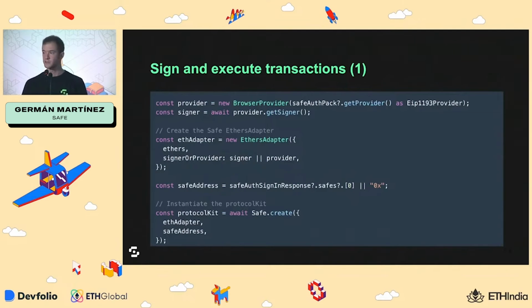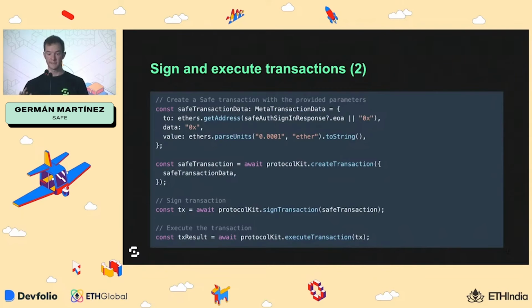After that, we can execute transactions and sign them previously. So with this signer and the ETH adapter, and also the safe address that we get from the array of safes, and here is where the developer can choose the one to display or to use. And at the very end, we initialize an instance of the protocol kit, if you remember, the one that is exposing the safe functionality. So for that, we need to pass the ETH adapter and the safe address.